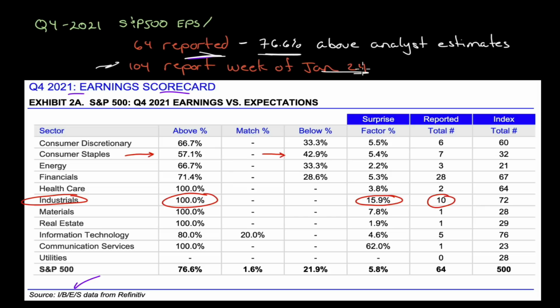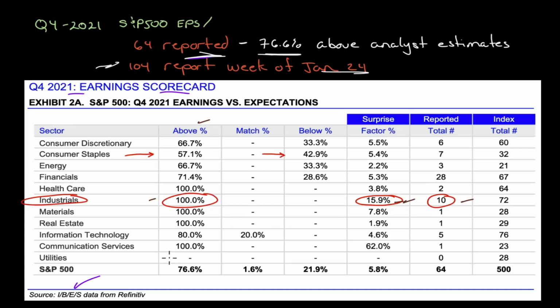Big week coming up, which I think will probably set direction for a while, with the Fed being the big one. Let's look at what's going on here. It's broken down by sector, so we can see consumer staples, discretionary, energy, financials. Look at industrials here. This is the number of companies reporting that were above expectations, 100% in industrials. Beating by 15.9%. 10 companies reported, 10 companies knocked it out of the park, and not only knocked it out of the park, but beat on average by almost 16%.